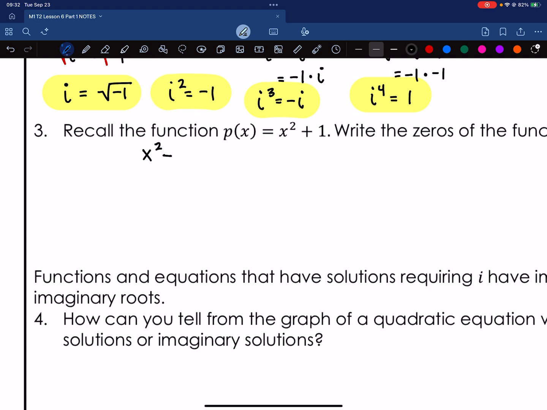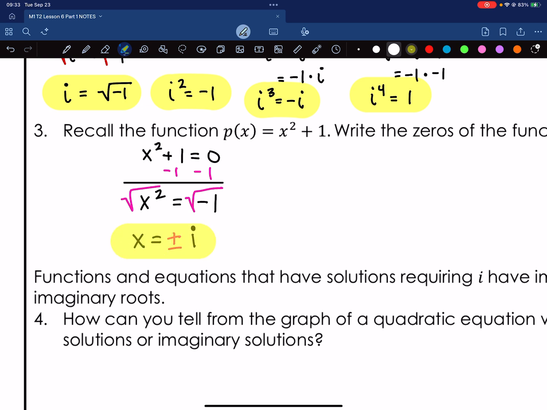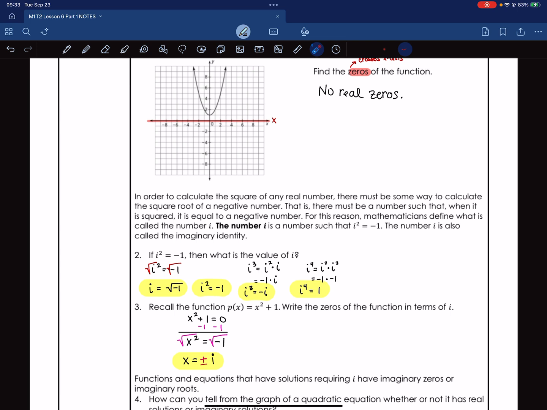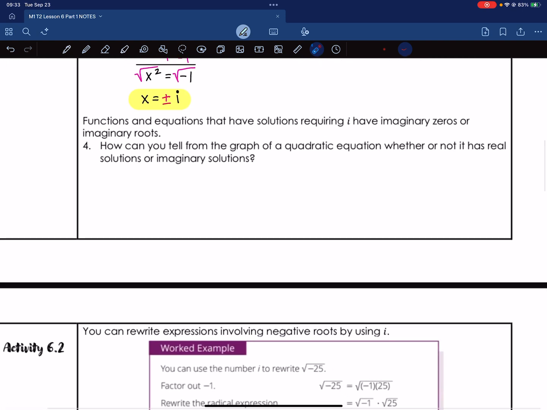So what we do is we set p of x equal to 0. And to solve, we would start by subtracting 1 from both sides. When we subtract 1 from both sides, we get x squared equals -1. So then I can take the square root of both sides and I get x equals, remember when we take the square root, we take plus or minus, and the square root of -1 we just learned is i. So the zeros of this polynomial are represented by plus or minus i. Graphically, it looks like this, where it's not crossing the x-axis. So even though this graph did not have any real zeros, it had two non-real or imaginary zeros, i and -i.